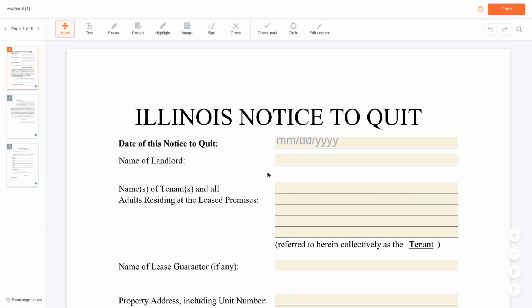Let's fill out the Illinois Eviction Notice together, the written notice a landlord serves before an eviction case can begin, and check what the state asks of it as we go.